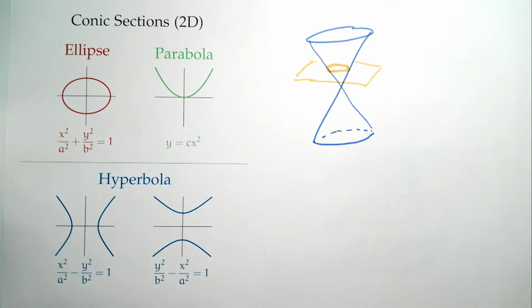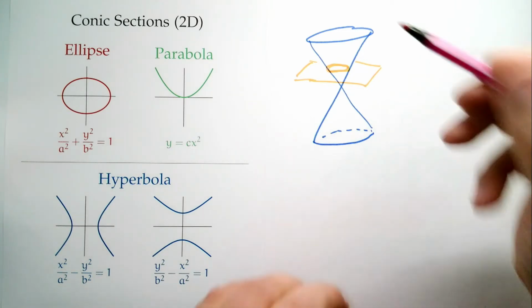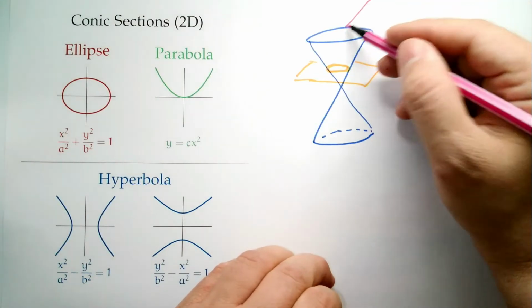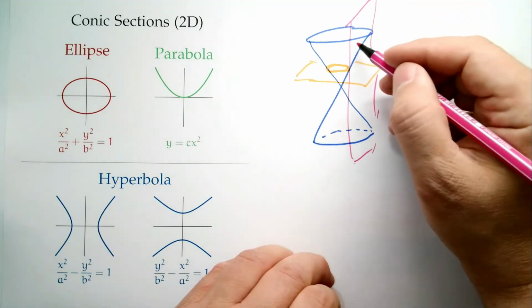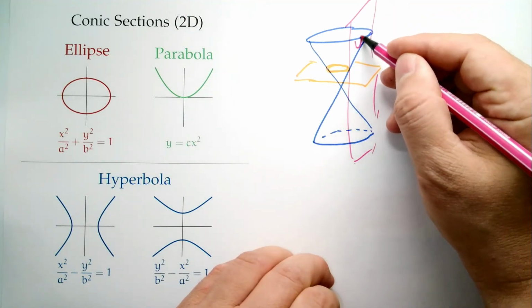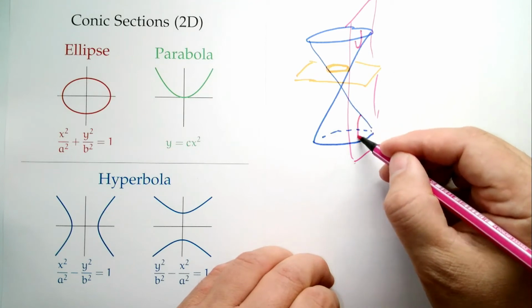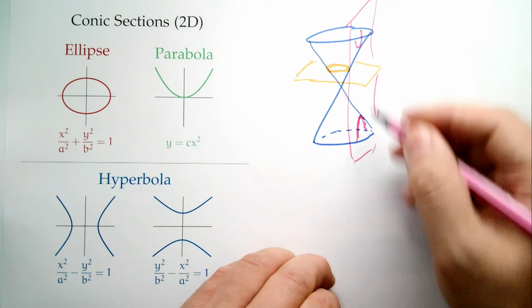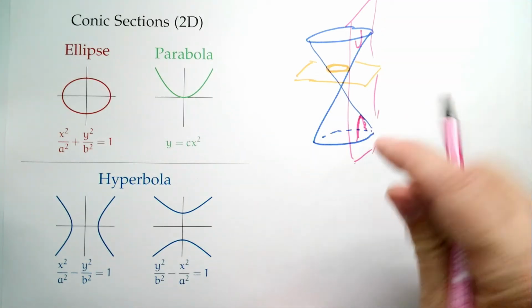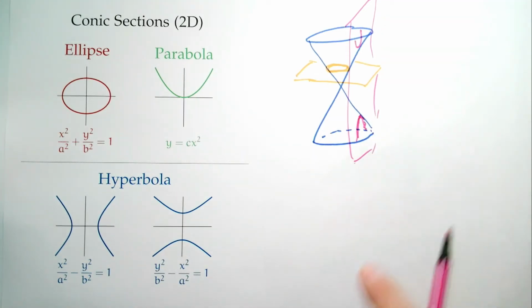Now, there's other things you can do. Another way you could have sliced your cone is something like this, where you slice roughly like that, and then you get a little bit of the top side, and then a little bit of the bottom side. All right, so you could have sliced in that way, and if you do that slice, what do you get? You get a hyperbola.